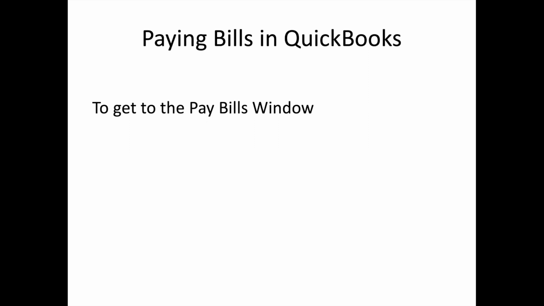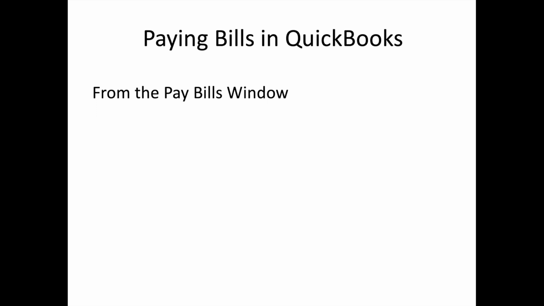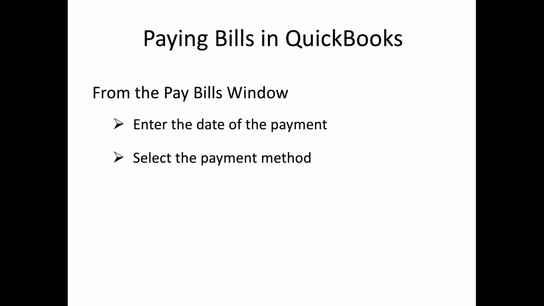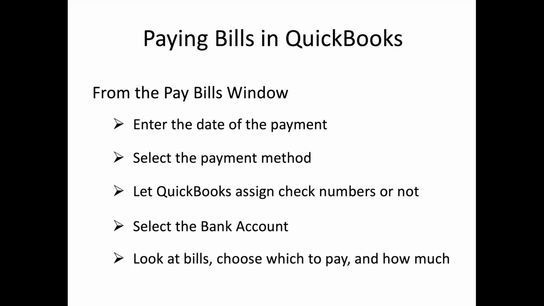To get to the Pay Bills window, from the menu bar select Vendors, Pay Bills, or on the toolbar click Pay Bills. Once you're in the Pay Bills window, enter the date of your payment, select the payment method, check or credit card. If you chose checks, decide if you want to let QuickBooks assign the check numbers or assign them yourself. Make sure you're paying out of the correct bank account. Look at the bills there are to pay, choose which ones to pay and how much to pay.